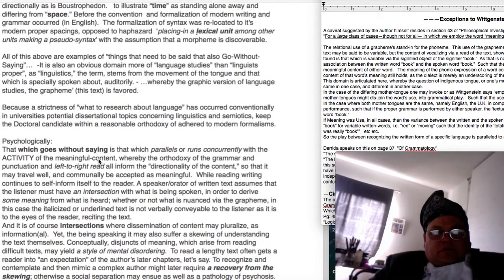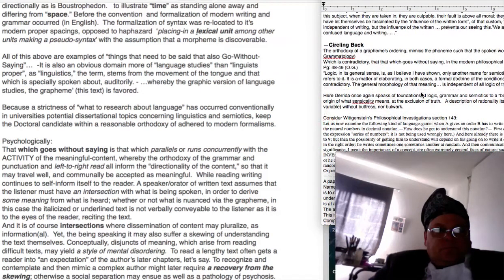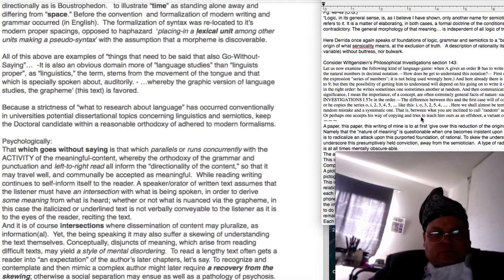All of this above are examples of things that need to be said that also go without saying. It is also an obvious domain more of language studies than linguistics proper, as the linguistic term stems from the movement of the tongue and that which is specifically spoken about auditorily, whereby the graphic version of language studies, the grapheme, this text, is favored.